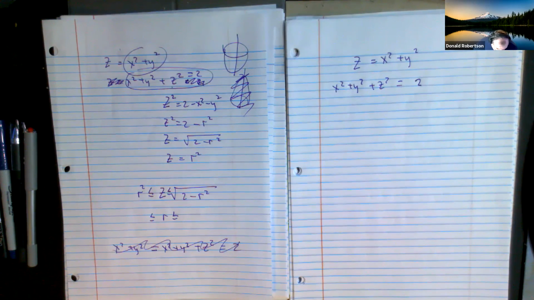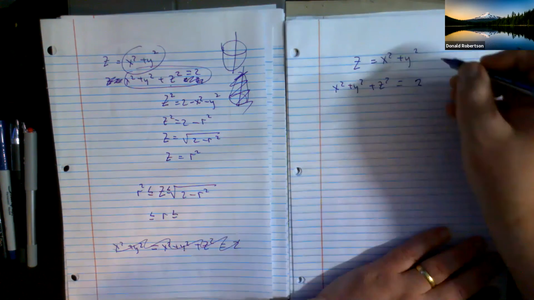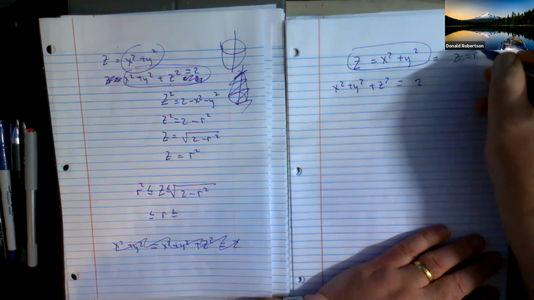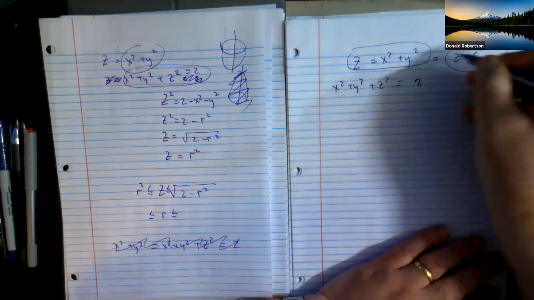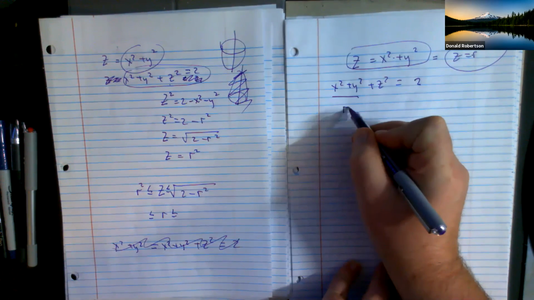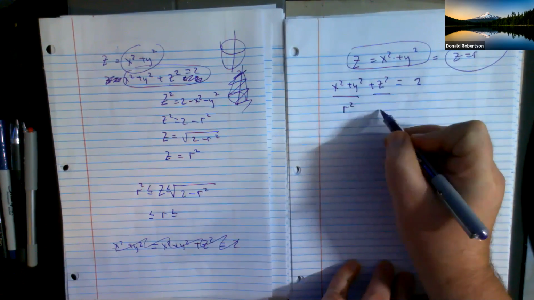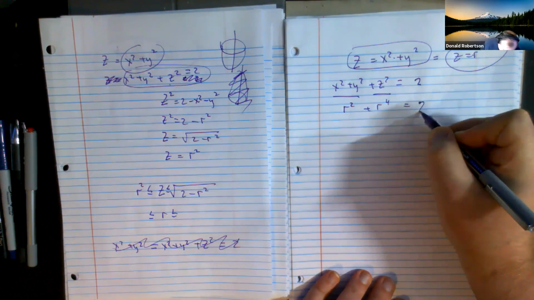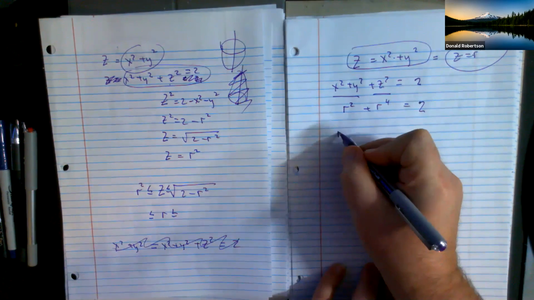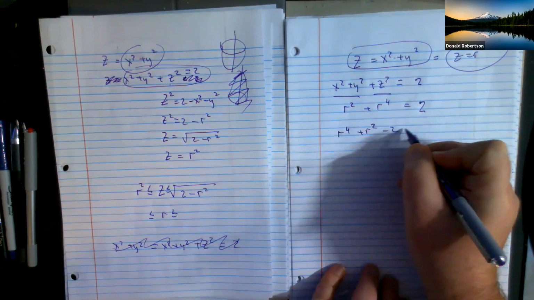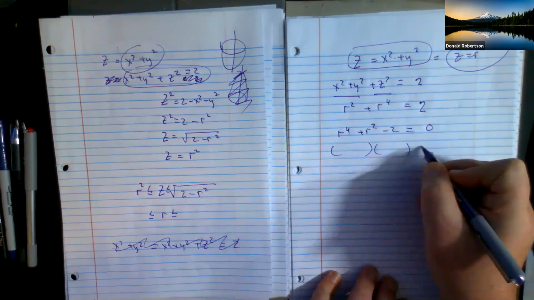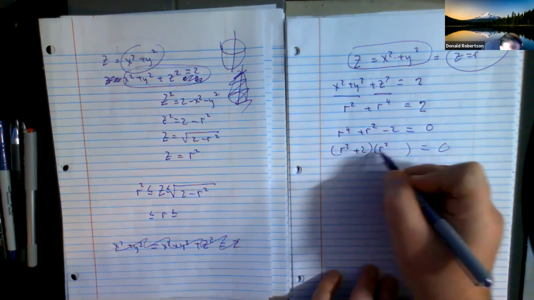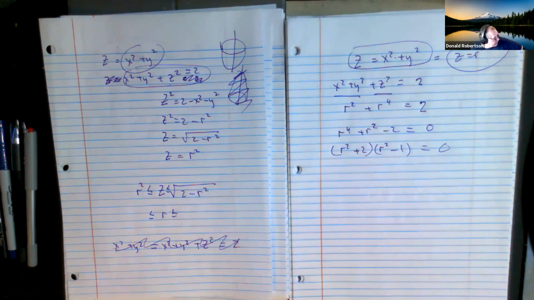So what do I know? I know that this thing here says z equals r squared. So that's just the same information. So I can call this z equals r squared. And this is z squared, so this is r to the 4, and this is going to equal, in this case, 2. And now I have this, and that can be factored as r squared plus 2 here and r squared minus 1 here. I think that's right.